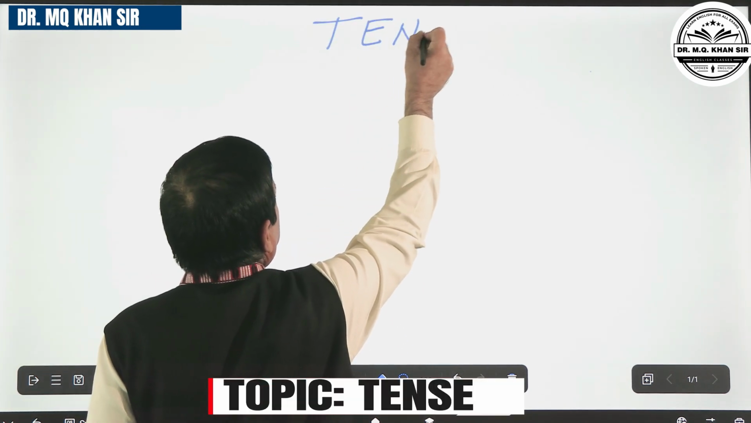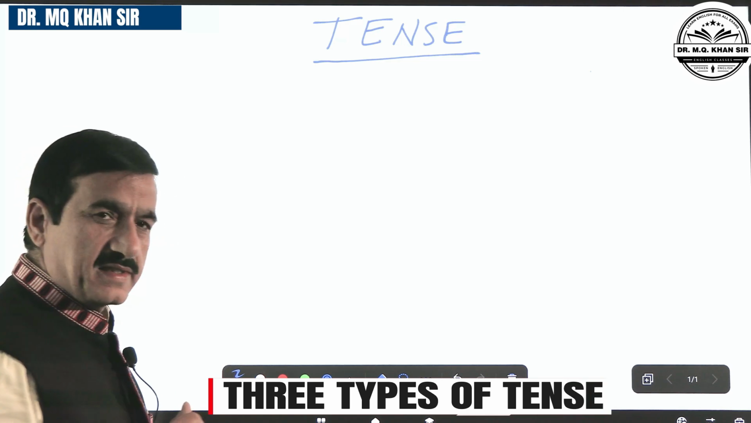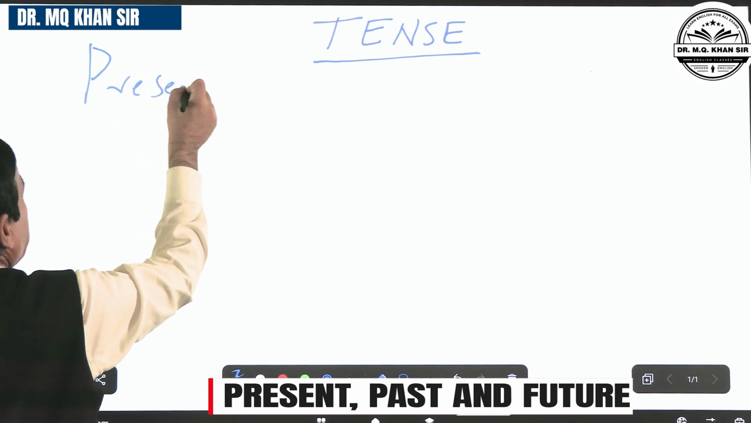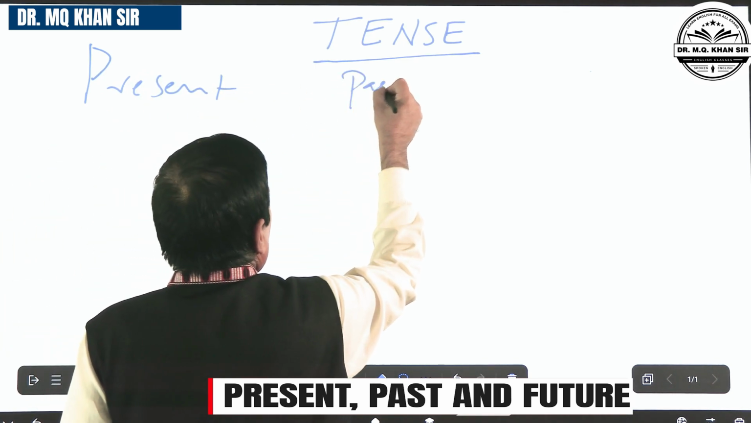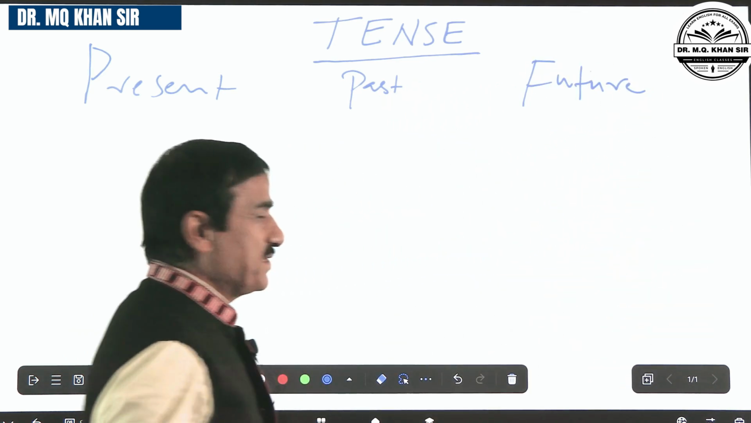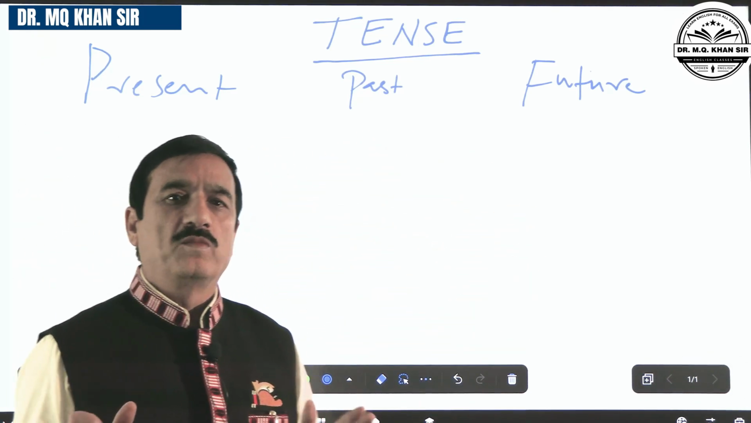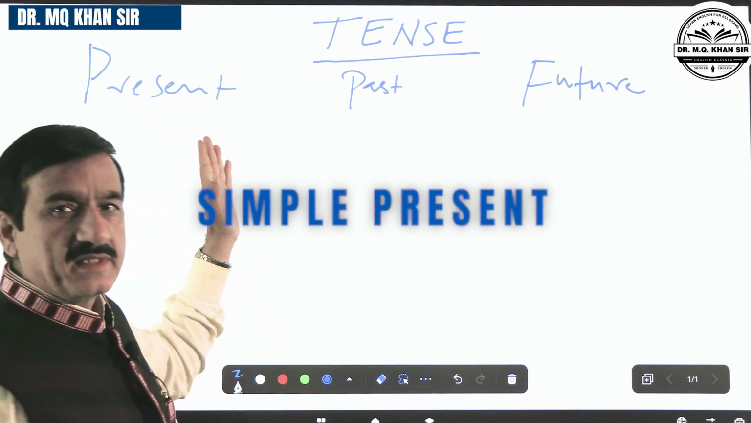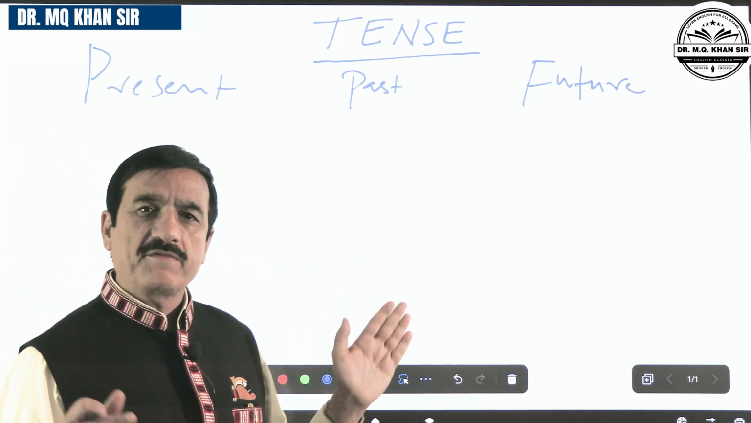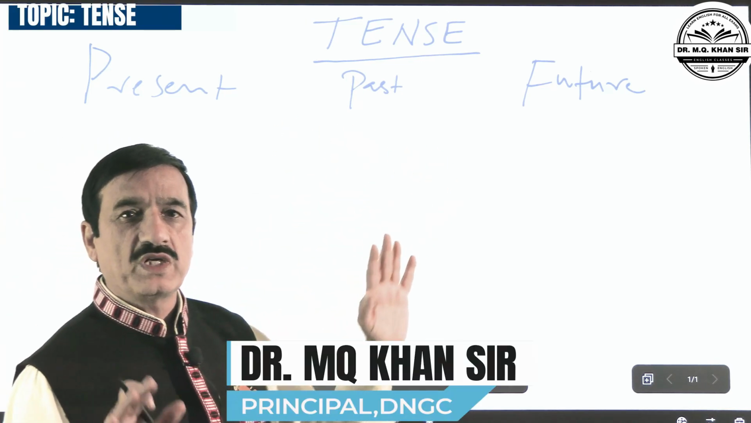So this is tense. There are three kinds of tense: present, past, and future. And again, each of them, present, past, and future, has four forms: simple present, progressive present, perfect present, and perfect continuous. And these forms are in present, past, and future all.